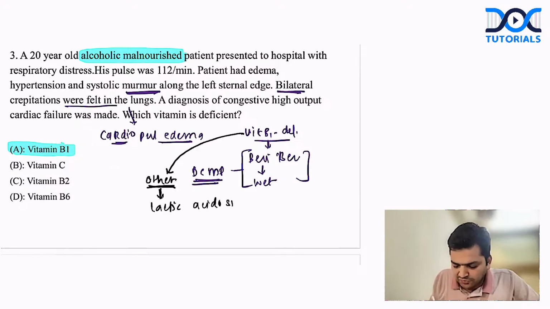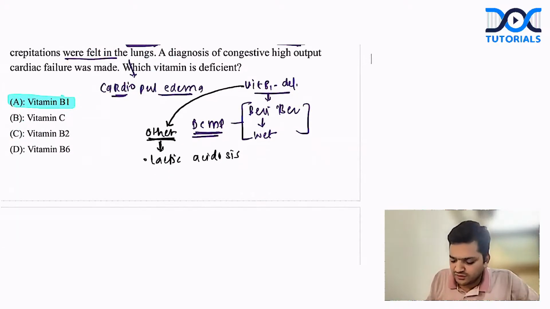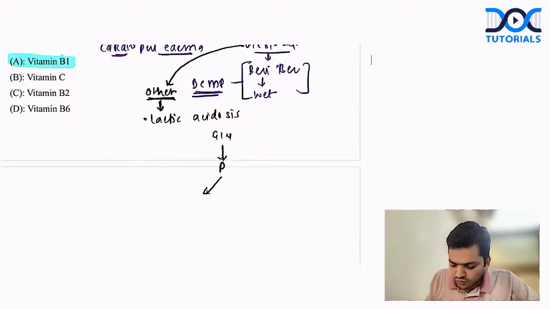Because vitamin B1 is required for the working of the pyruvate dehydrogenase complex. If the vitamin B1 is not there, the pyruvate dehydrogenase complex will not work. And what the pyruvate dehydrogenase complex is doing, see, the glucose converts into pyruvate. And the pyruvate has two options: either pyruvate can convert into acetyl-CoA, or the pyruvate can convert into lactic acid. To convert the pyruvate into acetyl-CoA, we require the enzyme PDH complex.